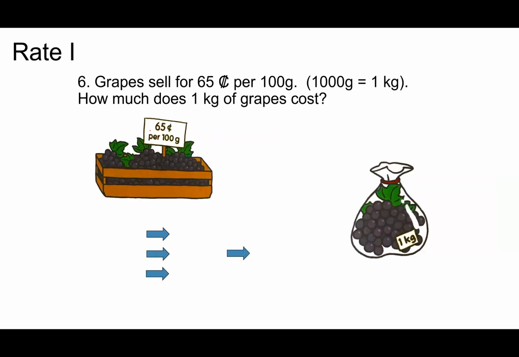Grapes sell for 65 cents per 100 grams. So here's a little reminder for you that 1,000 grams equals 1 kilogram. How much does 1 kilogram of grapes cost? What would you guys recommend we do here? What do you think, Annie? Well, I don't even know if we need to do that quite yet, because notice that this is in 100 grams and we're going to need to figure out the cost per kilogram, which is 1,000 grams. Mateo?